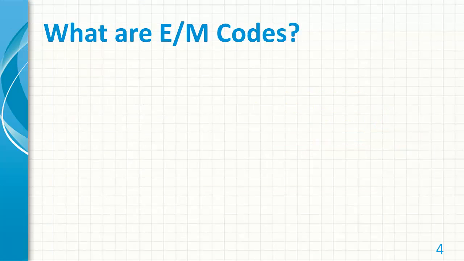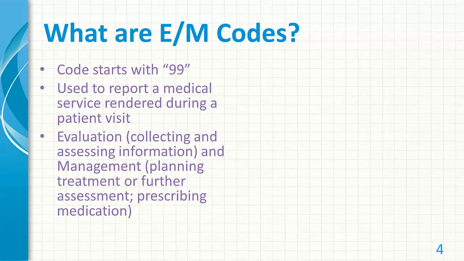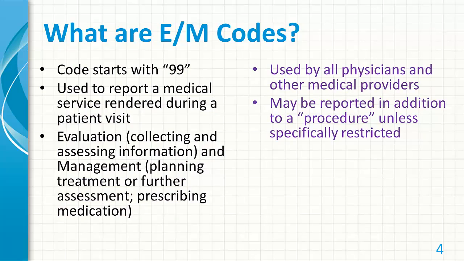What are E&M codes? E&M codes are a collection of CPT codes that start with 99 and describe medical services of collecting and assessing information, planning treatment or further assessment, and prescribing and monitoring medications. These codes may be used by all physicians and other medical providers. They may be reported in addition to a procedure such as ECT, as long as the two services are significant and separately identifiable.